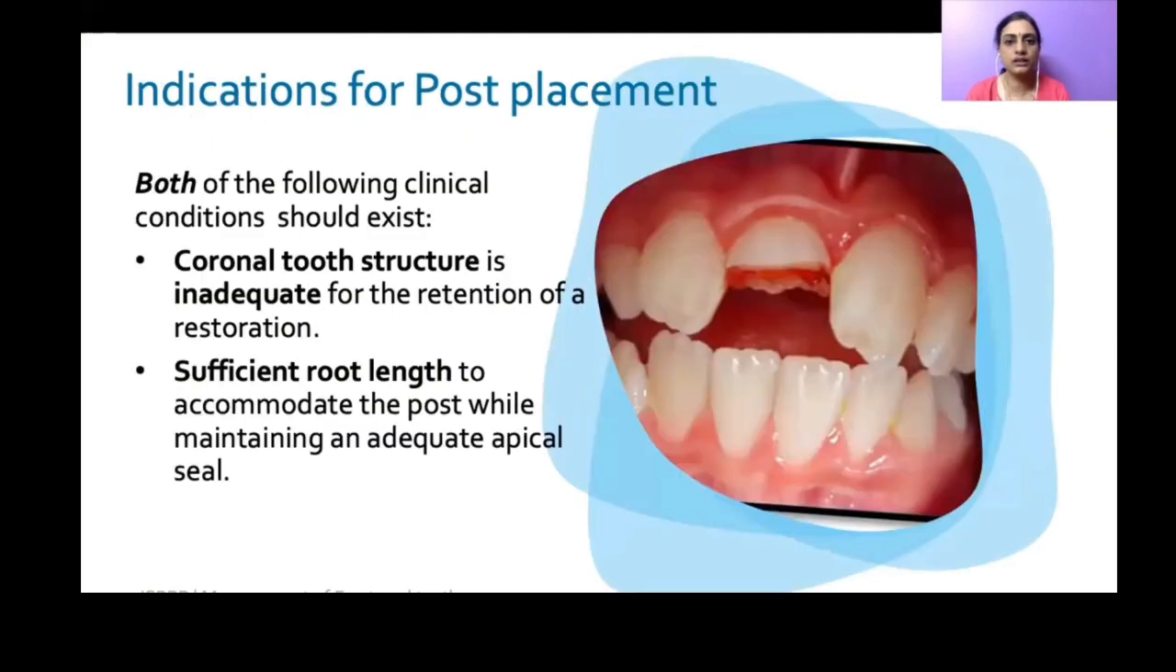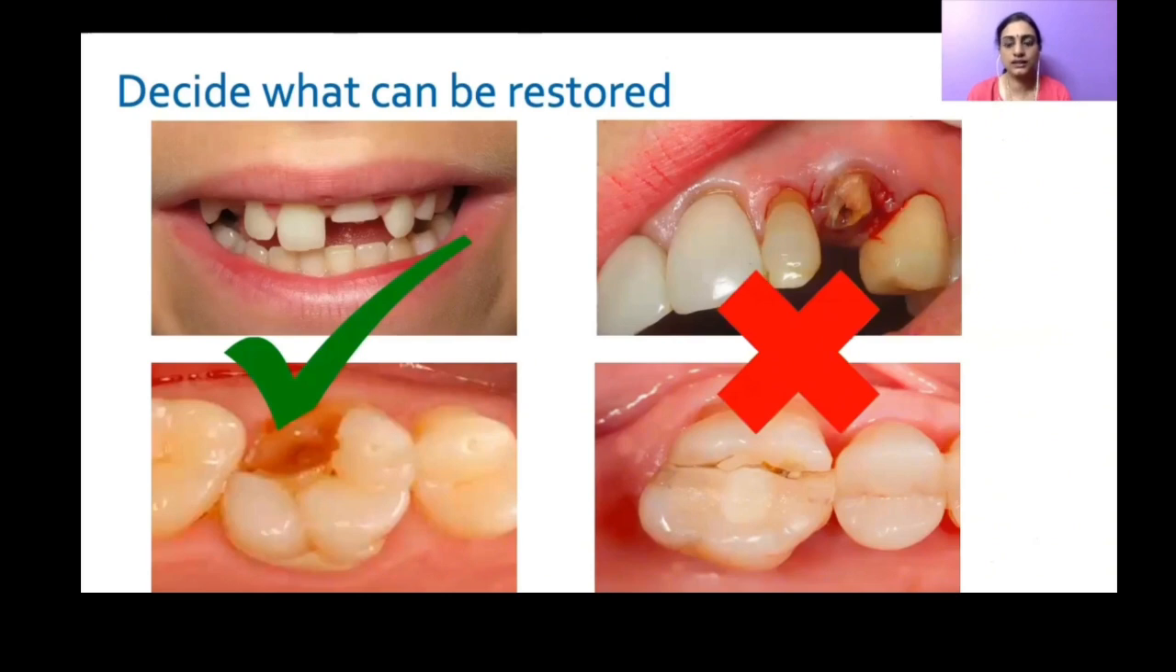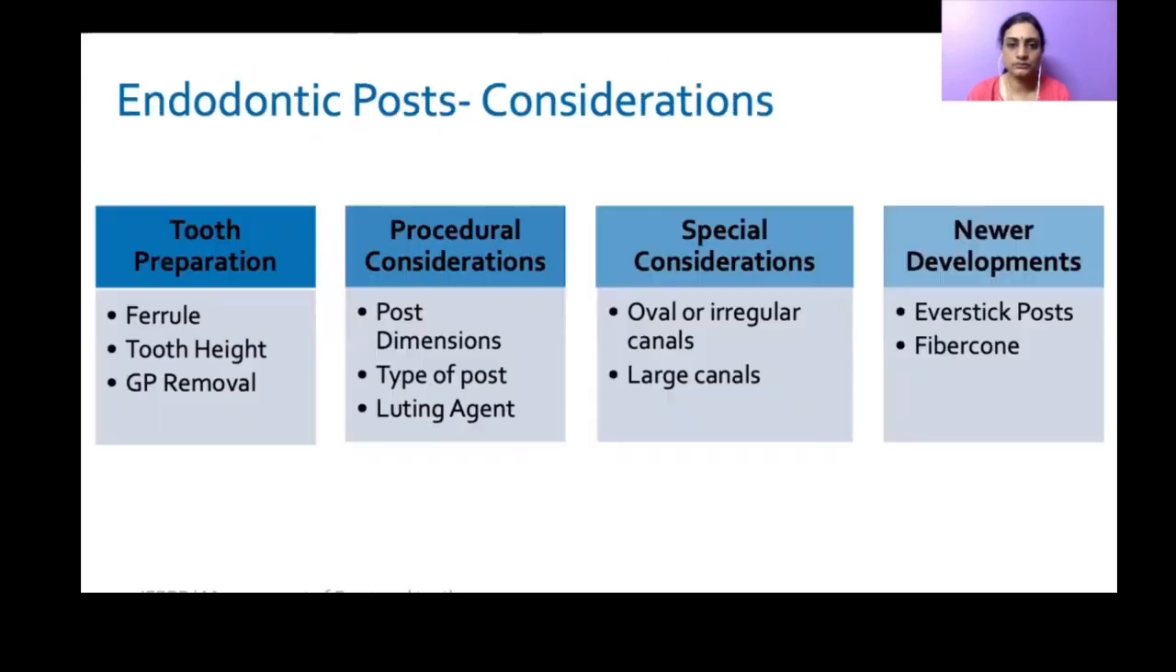So when would you indicate a post? There should be inadequate tooth structure to support the core. And there should be sufficient root length so that there is adequate apical seal remaining when you are placing the post inside the root canal. Depending upon the clinical situation and the amount of remaining tooth structure, you can decide whether this tooth can be given a post. And on the right side, as you can see, there is caries intraradicularly in the canine and a vertical fracture in the molar. Therefore, these cannot be restored.